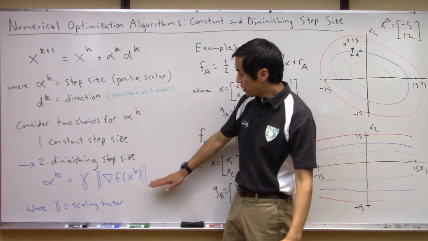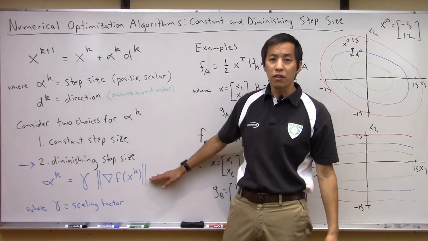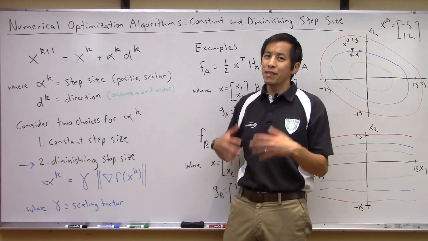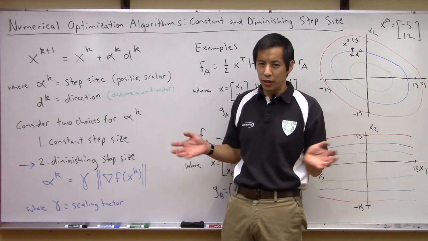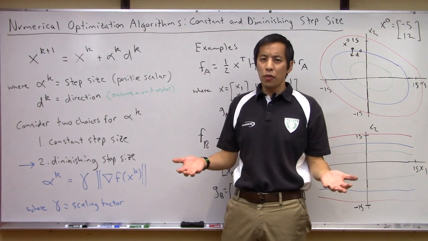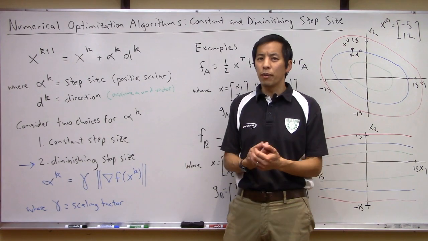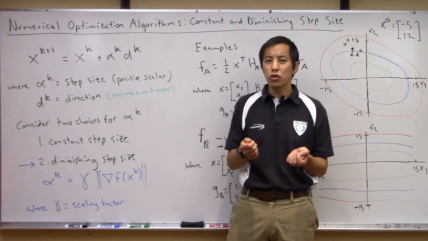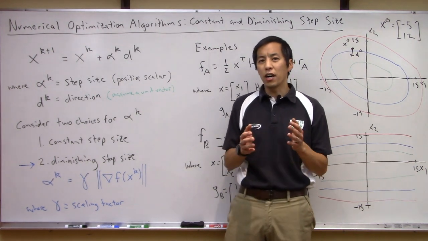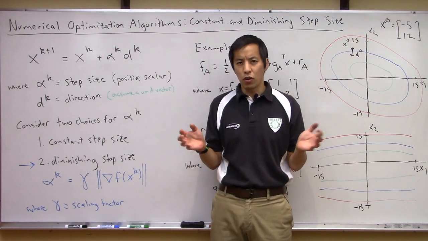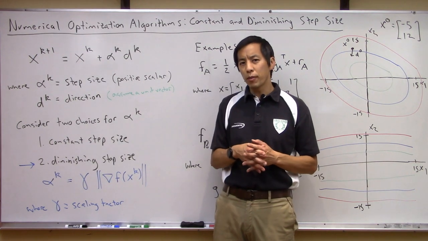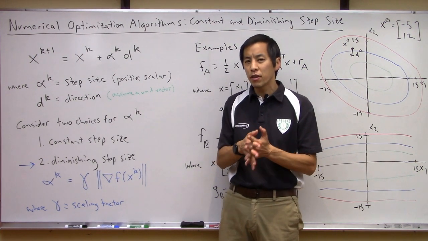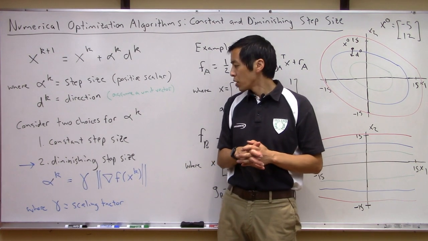All right, so we saw the diminishing step size is a little bit better. It's a little bit more sophisticated, but still, it's not a silver bullet, right? I think this is going to be the theme we're going to see with a lot of these numerical optimization algorithms: they take some amount of fine-tuning and tweaking, and there's no one-size-fits-all. You may have to tune parameters of your numerical optimization algorithm to be specific to your particular problem.